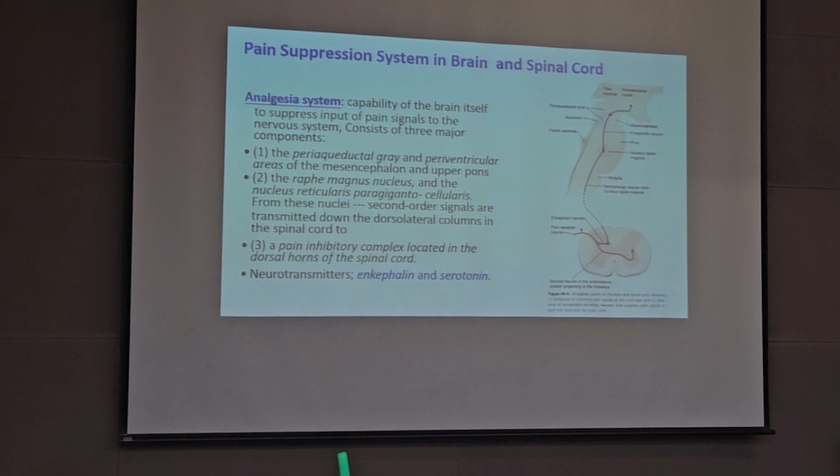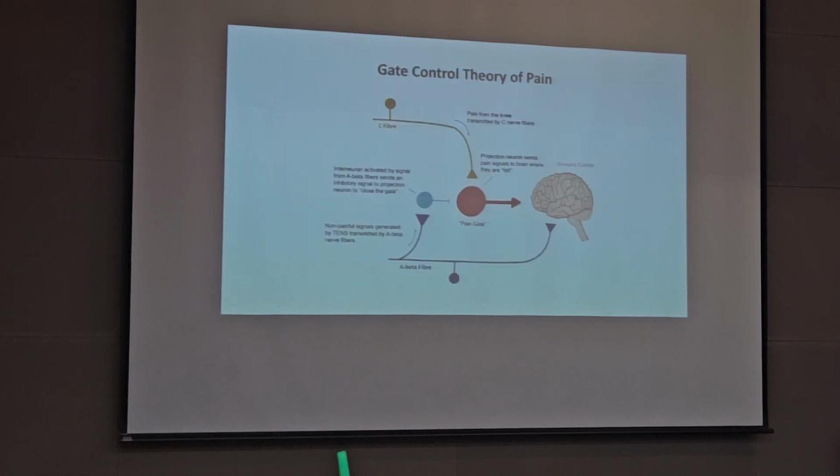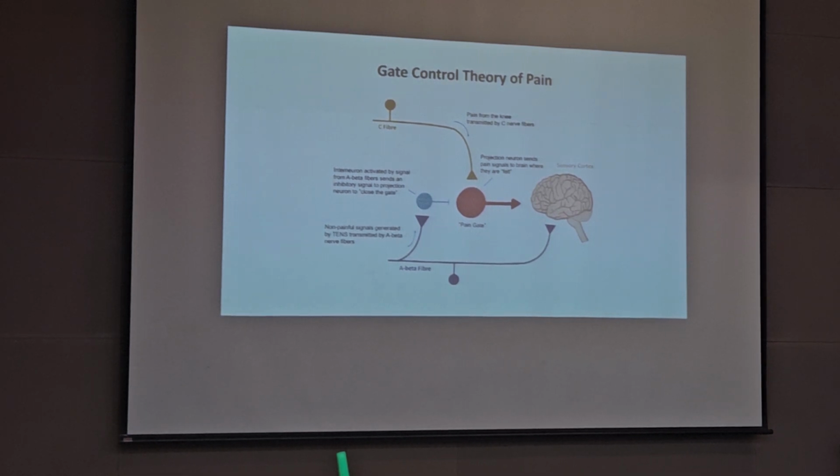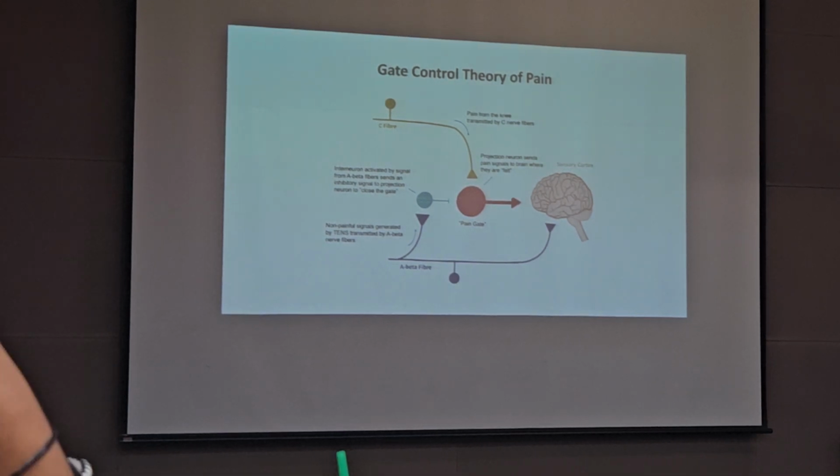Okay, so here you can see the gate theory of pain. This one, C fiber, carries pain sensation. Coming here, if there is no gate, or the gate is open, then it will reach the sensory cortex, right? The sensory cortex.